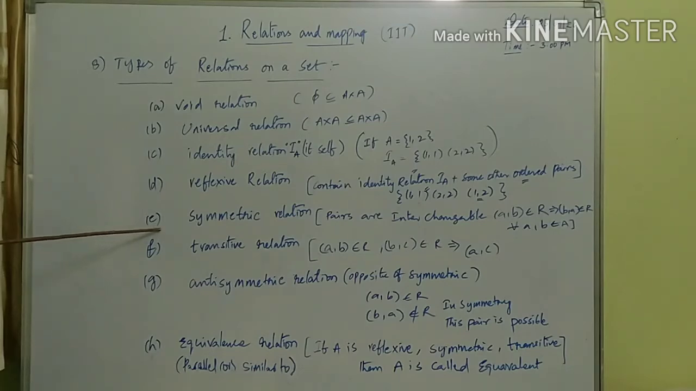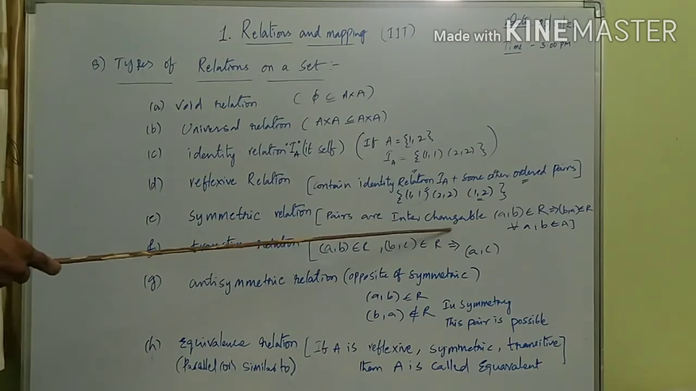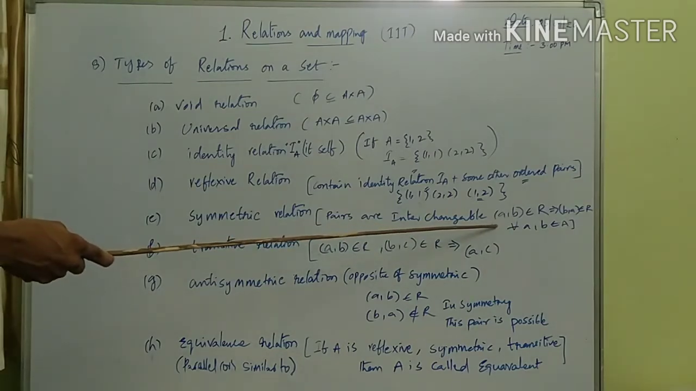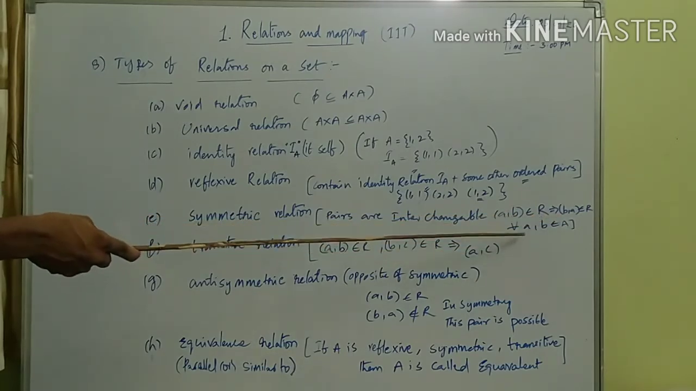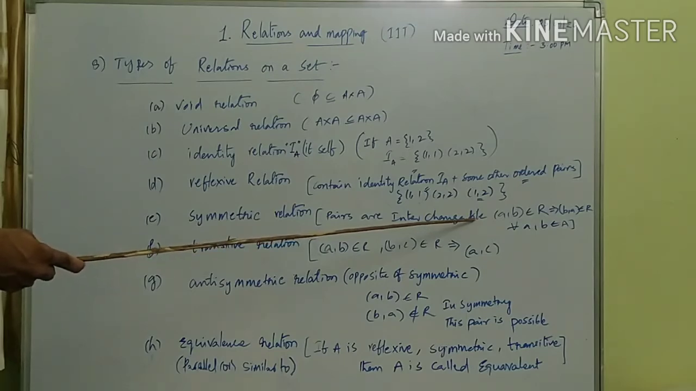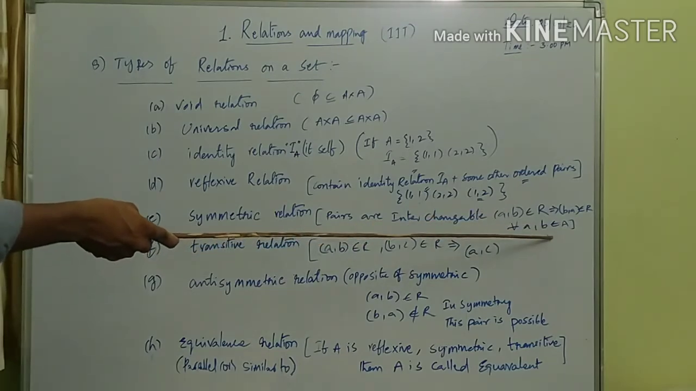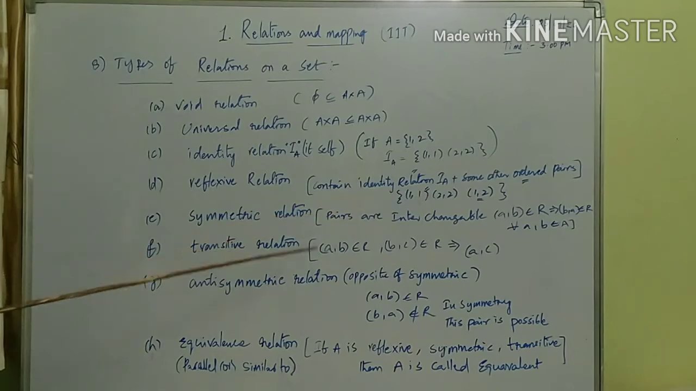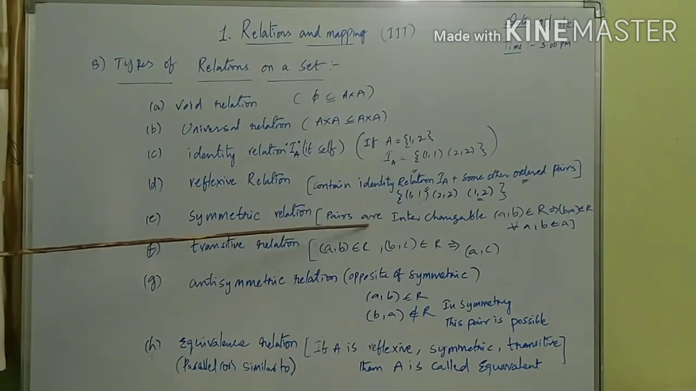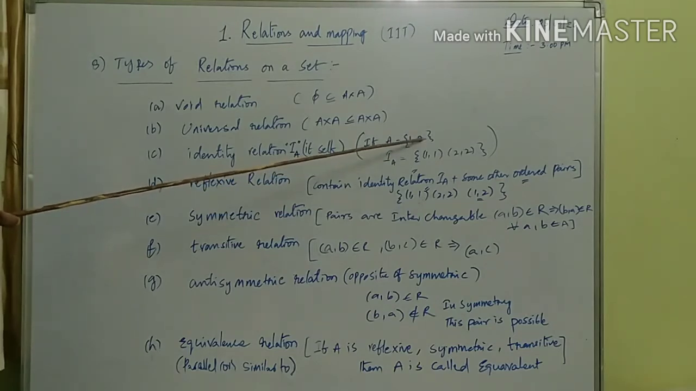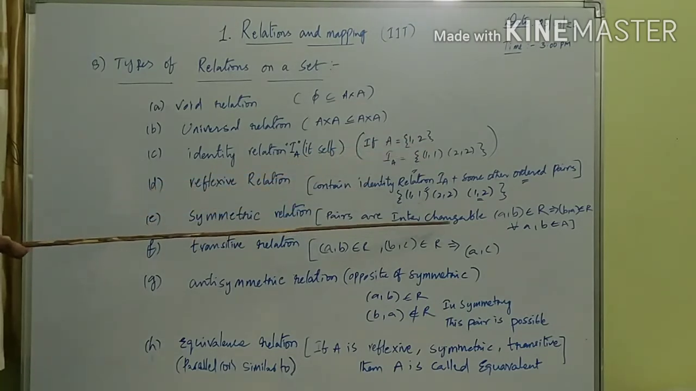So next one is symmetric relation. Symmetric relation means pairs are interchangeable. Interchangeable means if A comma B belongs to R, then B comma A also belongs to R. This type of relation is called a symmetric relation. From this example, symmetry means 1 comma 2 is in the relation, and 2 comma 1 is also in the relation. This type of relation is called a symmetric relation.